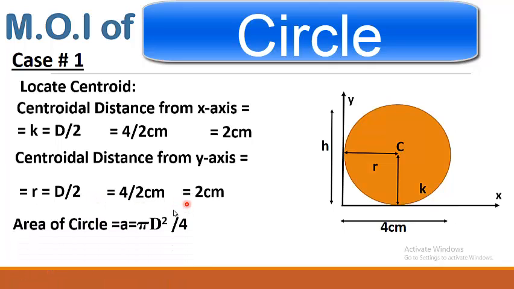The other thing we need to calculate is the area of the circle, which is equal to pi r square or pi d square divided by 4. By putting the values, that is 3.142 multiplied by 4, where 4 is the diameter of the circle, divided by 4, we will get the area of the circle, which is 12.568 centimeter square.